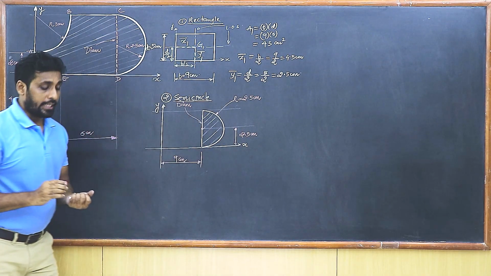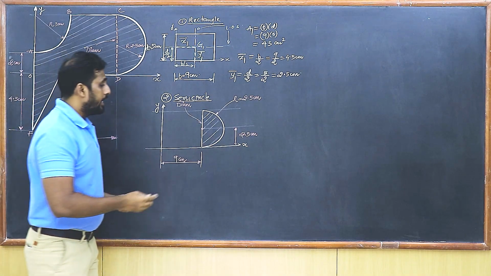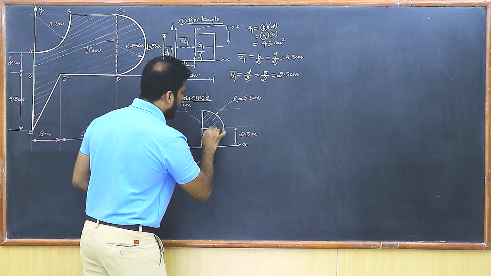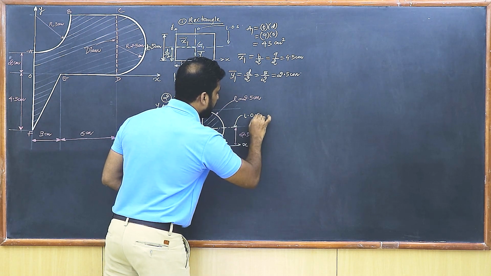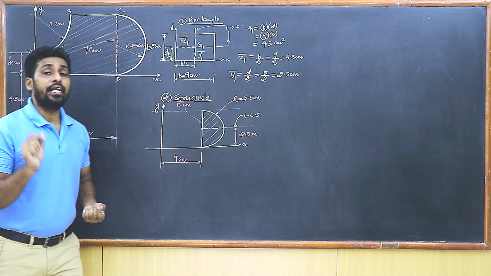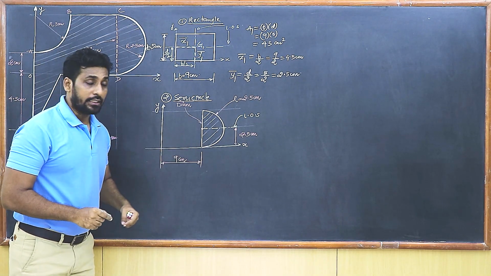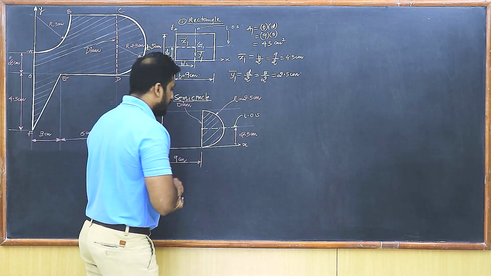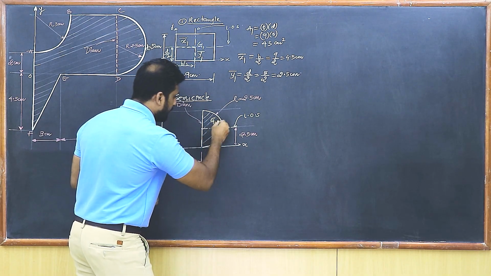Now, can you say that the semicircle is a symmetric diagram? We all know it's a symmetric diagram. It will have a line of symmetry. This is the line of symmetry, isn't it? Now, I know that the centroid for a semicircle will always lie on the line of symmetry and it is at a distance of 4r upon 3 pi from the diameter of the semicircle. So, I am going to locate the centroid. So, let us say this is the centroid. I call it G2.